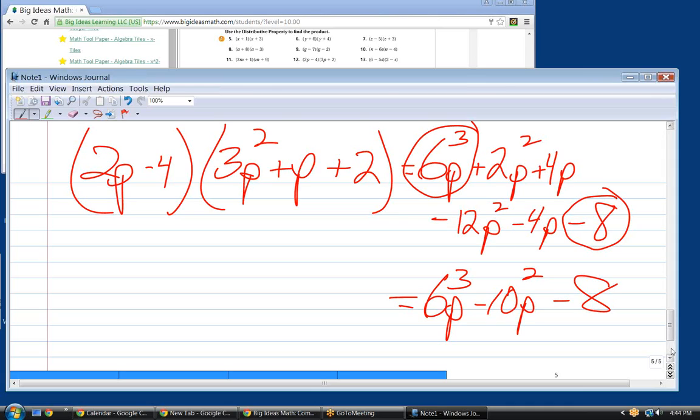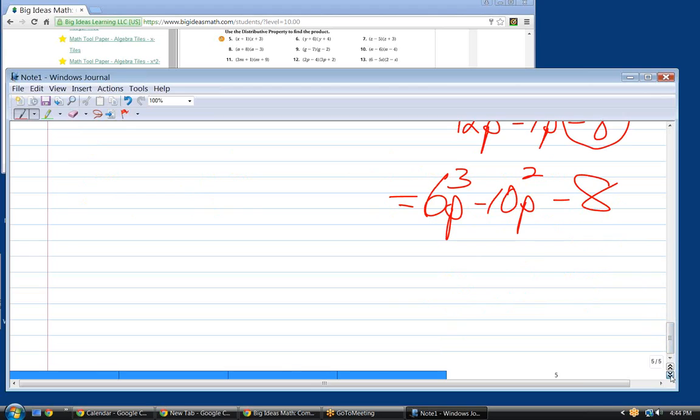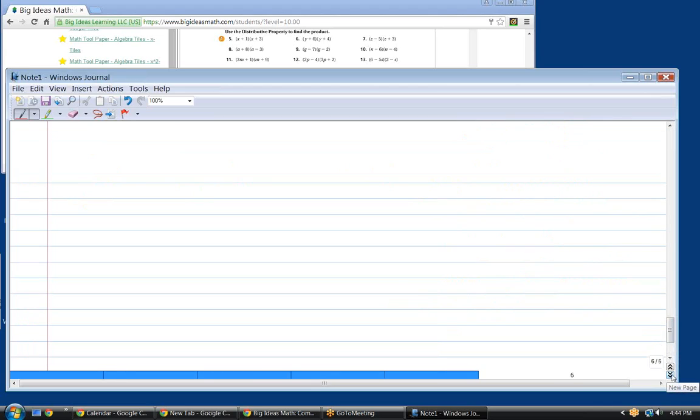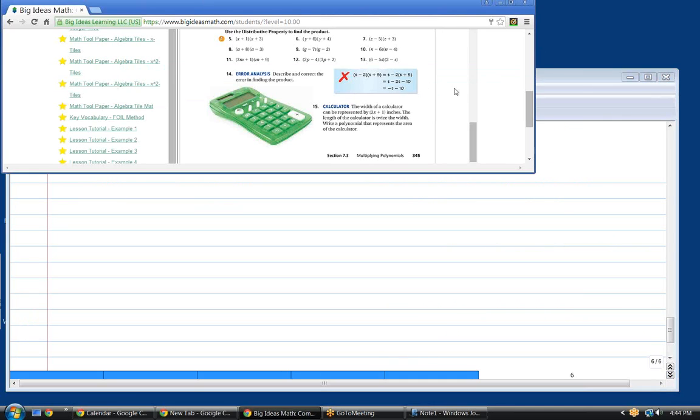When you're multiplying binomials or trinomials, or even if I had a trinomial times a trinomial, just start from left to right and multiply every single term.